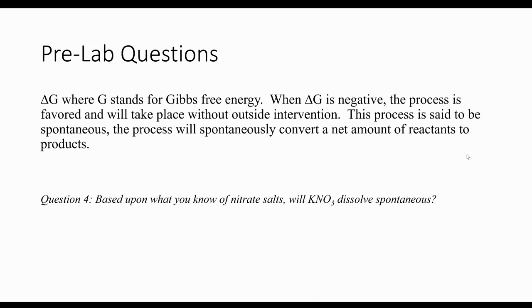And then our last thermodynamic discussion is on delta G, where G stands for Gibbs free energy. When delta G is negative, the process is favored and will take place without outside intervention. And so that process is occurring spontaneously.